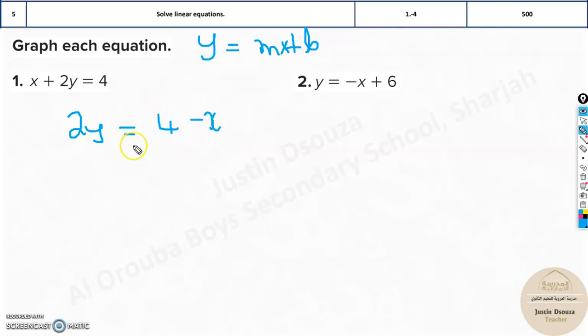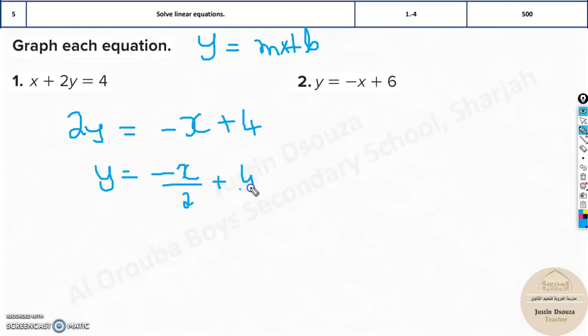Now let's take this minus to the other side. Let's write mx, so x will be first. I'll just do it over here. We're subtracting x on both the sides. It becomes minus x plus 4. Now divide both the sides by 2. You will get y equals minus x by 2 plus 4 by 2. You have to divide everywhere. So you're basically getting y equals negative half x plus 2.